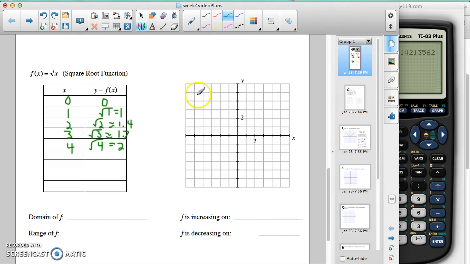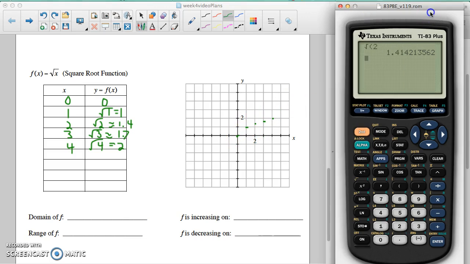And so forth. So if we look at these values, we have 0 right here, 0. We have 1, 1. At 2, we're going to get 1.4. At 3, we'd have 1.7. At 4, we'd be at 2, and we'd be going up in that way.